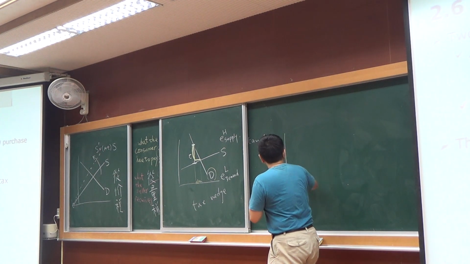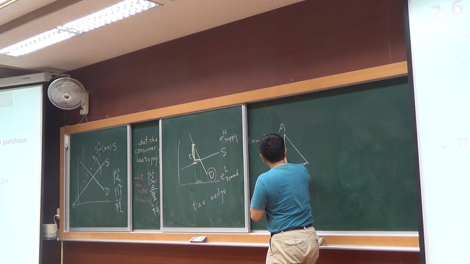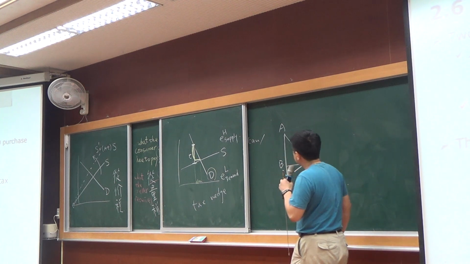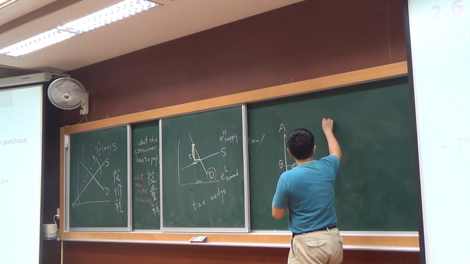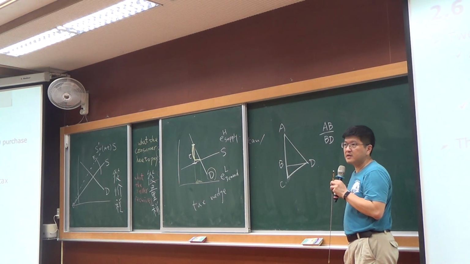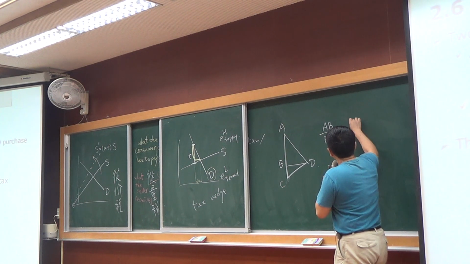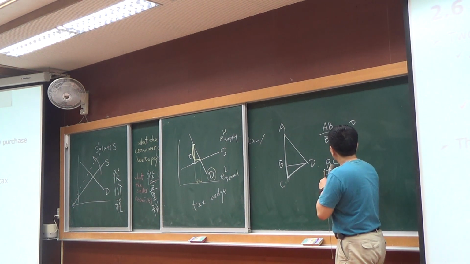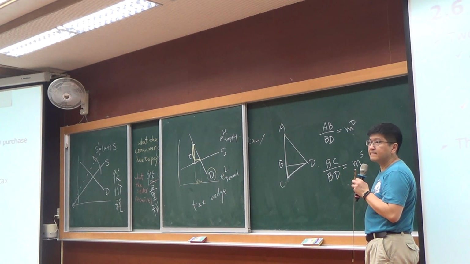Okay, think about this. If we have this kind of triangle here, and we make it A, B, C, D. We make some notation here, some symbols. And how about AB divided by BD? What is this? This is the slope of the demand curve, right? So we may denote it by the slope of the demand curve. And what about BC and BD? BC over BD is the slope of the supply curve. Is that right? Okay?